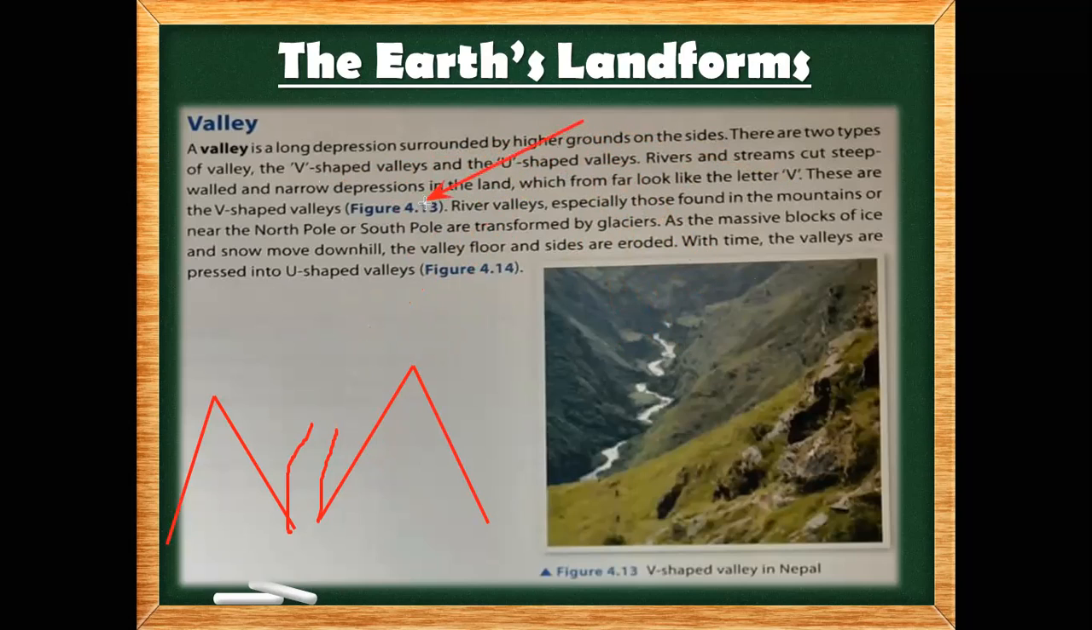Figure 4.13: this picture is from Nepal. River valleys, especially those found in the mountains or near the North Pole or South Pole, are transformed by glaciers. Glaciers are big pieces of ice. As the massive blocks of ice and snow move downhill, the valley floors are transformed.